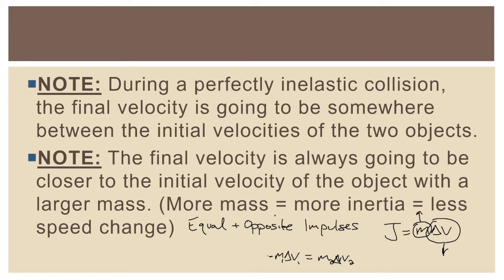And the key detail, though, is that because it's a perfectly inelastic collision, the objects have the same final speed. And that always gives you an idea of what the size is going to be. The basic idea is it's got to be closer to the initial velocity of the object with a larger mass. Take a second to pause this video here and write that down. And when you hit play, we'll move on.